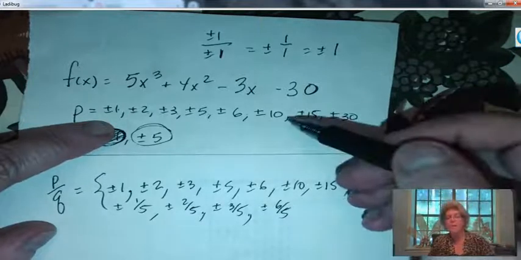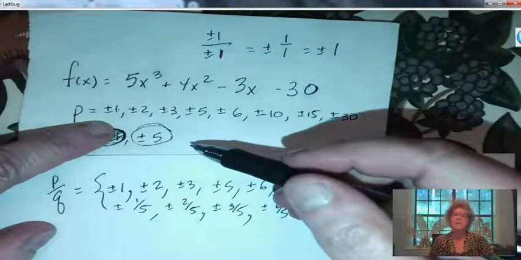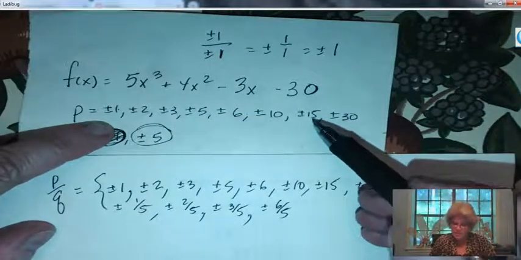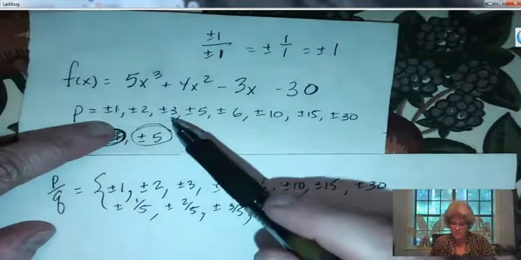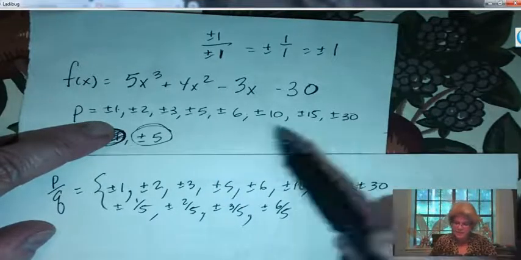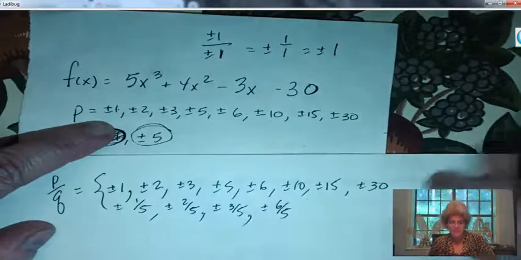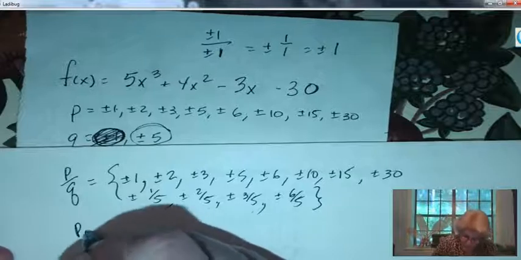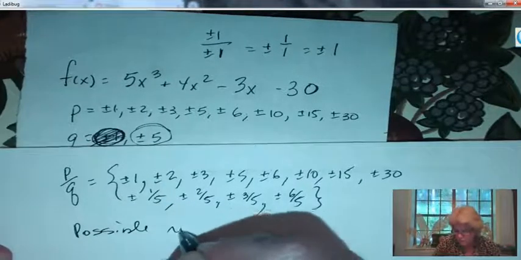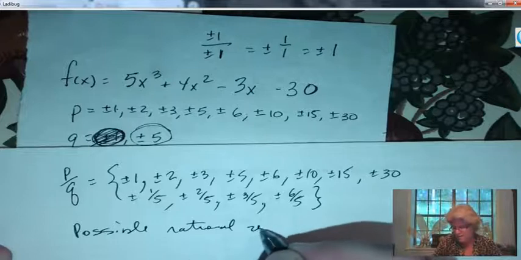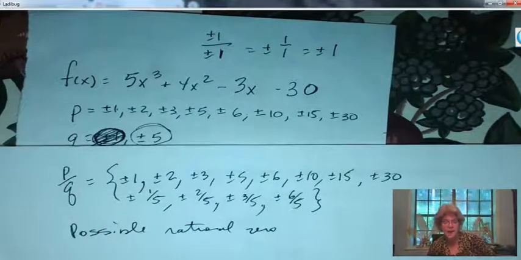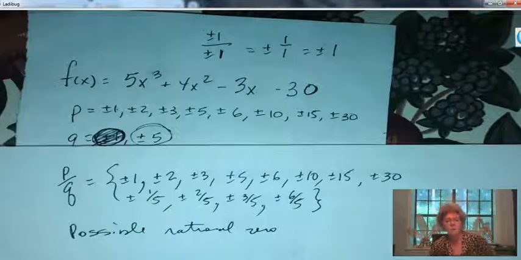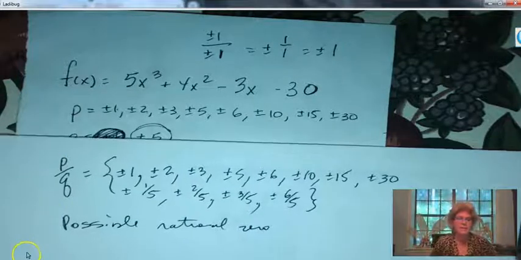I could have plus or minus 10/5, but that reduces to plus or minus 2, and it's already in my list, so I'm not going to write it again. Plus or minus 15/5 reduces to plus or minus 3, already in my list. Plus or minus 30/5 is plus or minus 6, already in my list. That is my complete list of possible rational zeros. Some of them might be an actual zero, or I might be very unlucky and none of them are. But at least I do have a list. And that's the end of this video.